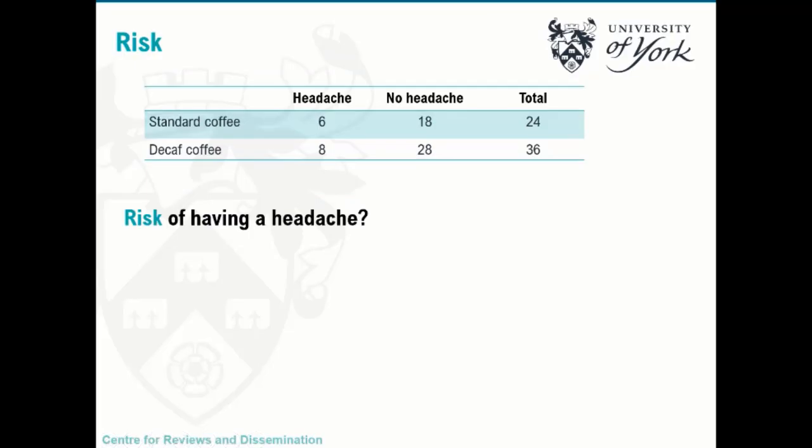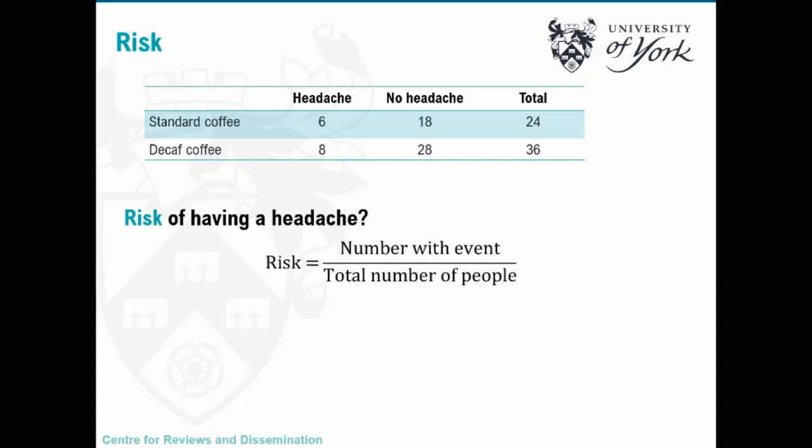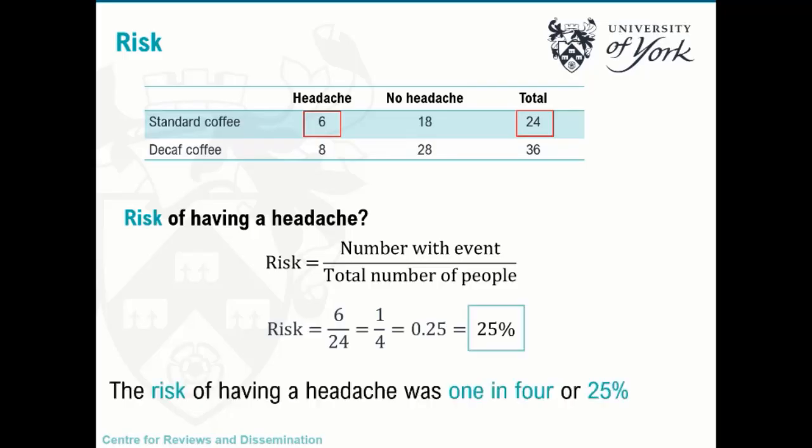The first effect estimate we'll look at is the risk of having a headache for people who drink standard coffee. Mathematically, the risk is the number of people who experience an event divided by the total number of people. Using the numbers given in the table for people who drink standard coffee, the risk of a headache is 6 divided by 24, which is 0.25 or 25%. In words, we can say that the risk of having a headache was 1 in 4 or 25%.